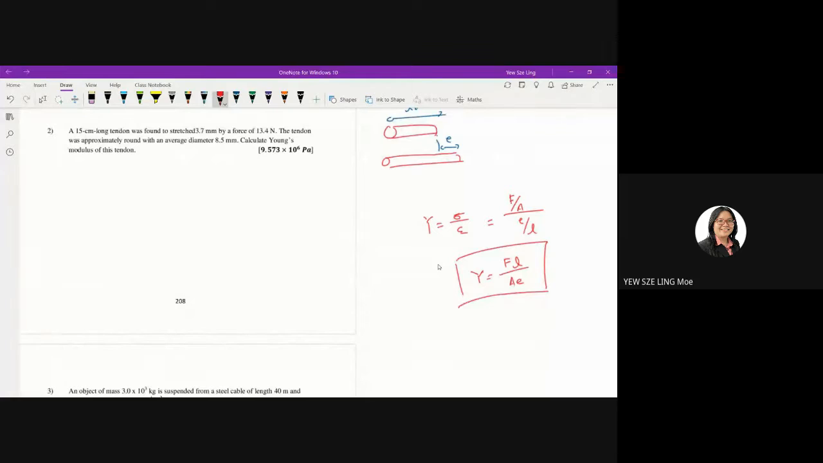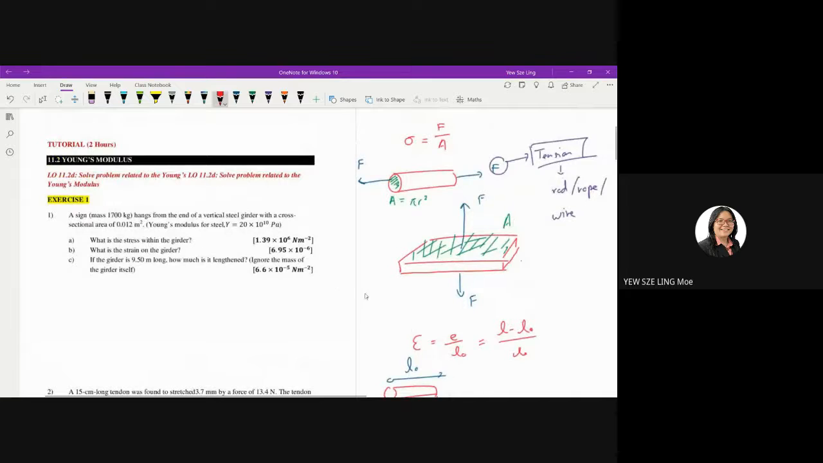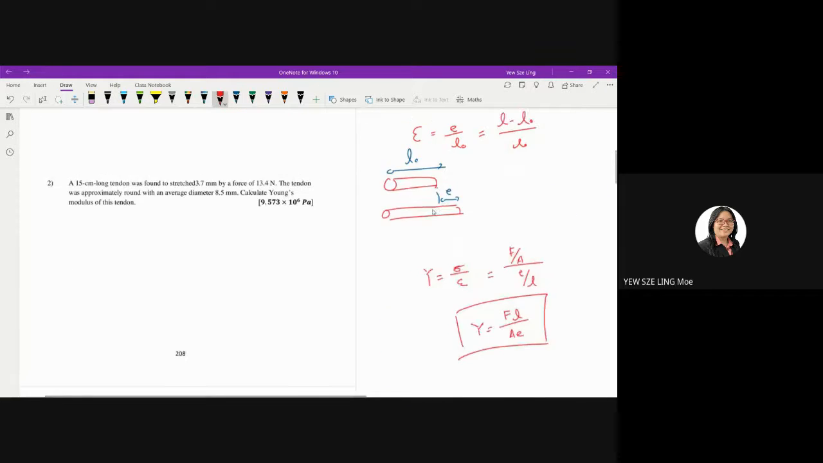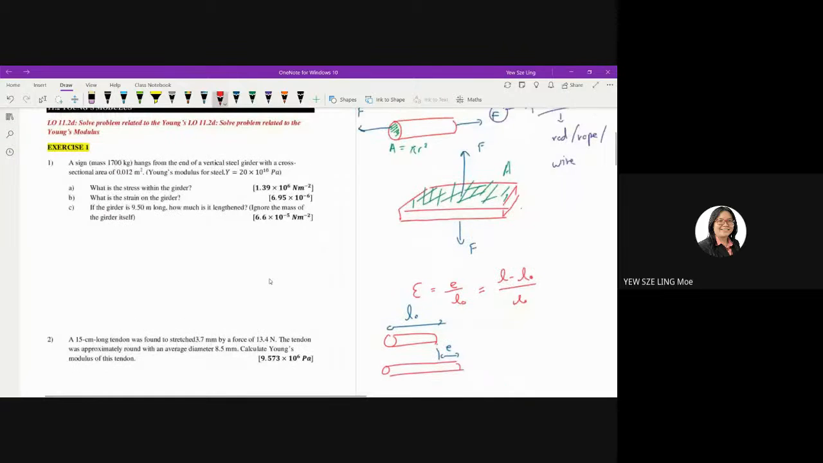The last part we have is strain energy. I'm not going to go through that one because it's just from the graph, the graph of sigma against epsilon. In this chapter you have a few graphs, which I will leave for you. Today I'm just going to focus on how to apply these three equations in solving questions.